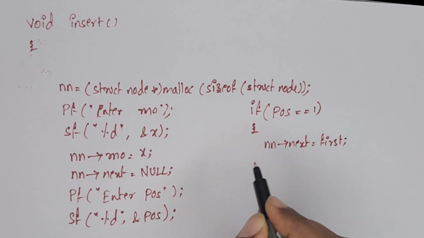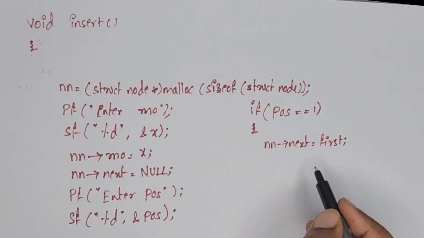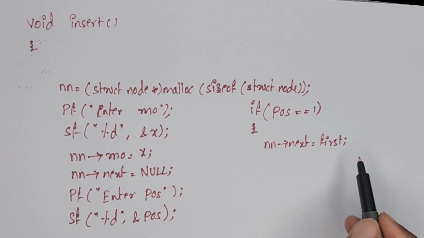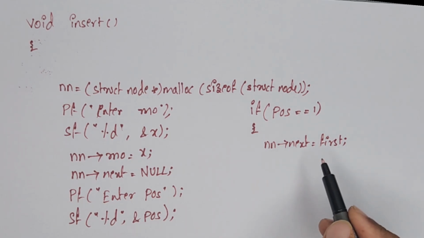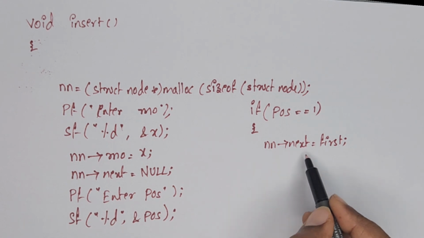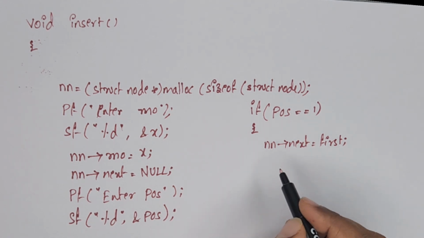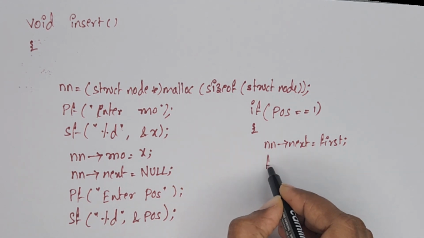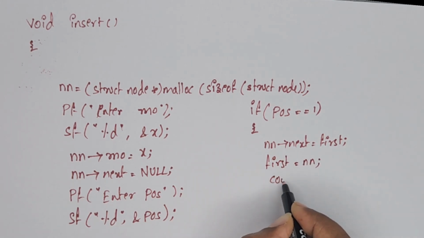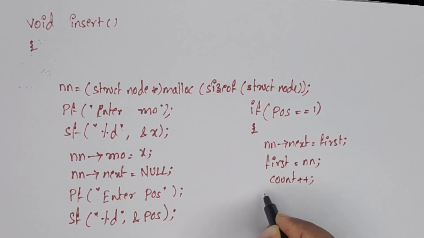So with the help of a diagram you can easily write the code. When you are writing the code, you must draw the diagram. The first time you write, draw it; once you practice, you can imagine the diagram and write. So new node of next equals first, then new node becomes the first node. So first equals new node, and increment the count value by 1.